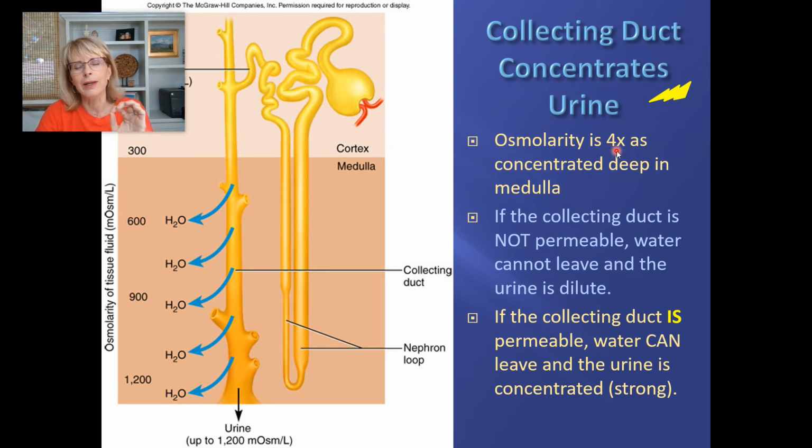So the osmolarity, as you get down to the renal papilla, the end of the renal pyramid, is 4 times as concentrated. If the collecting duct is not permeable, water cannot leave and the urine ends up being dilute. If the collecting duct is permeable, water can leave and the urine is really concentrated, strong, the urine becomes hypertonic. We would want our urine to be dilute when our blood is too dilute. That'll help fix it. We would want our urine to be extra concentrated when our blood is too concentrated.